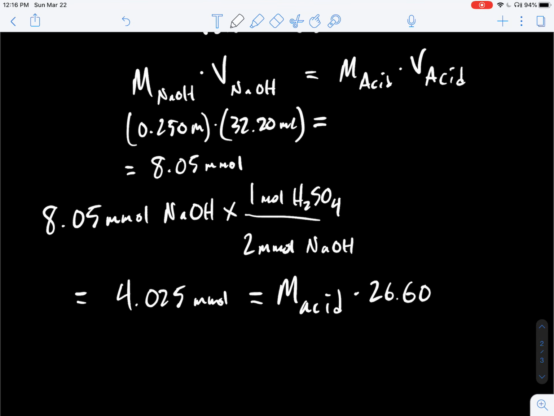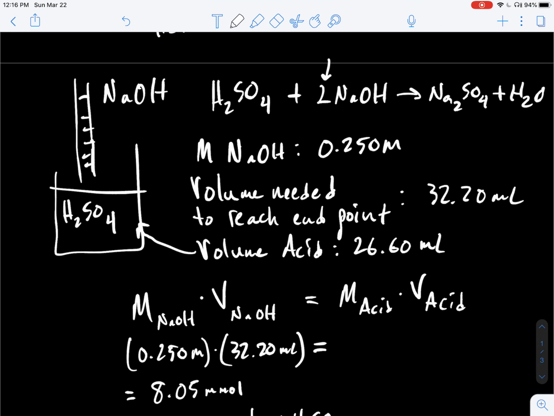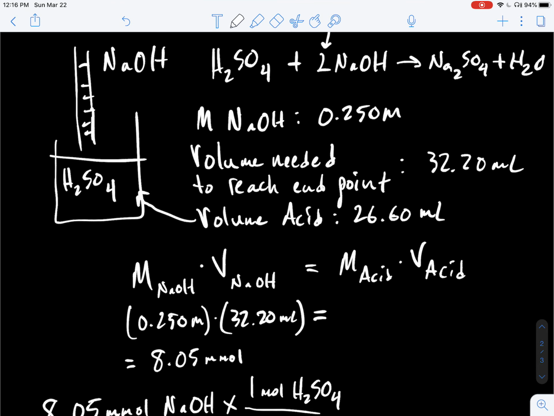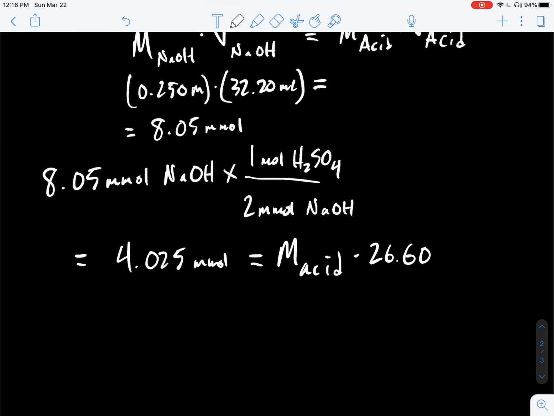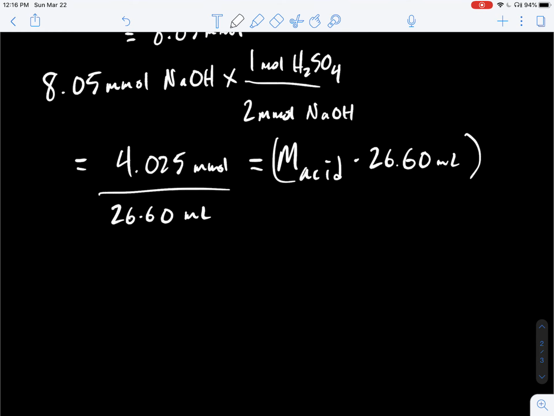So be careful when you're using this little shortcut for the titration problems, because you need to make sure you recognize the stoichiometry of your acid and your base. So this was milliliters. If we solve for this, let's divide this side by 26.60 milliliters. 4.025 divided by 26.6, we get 0.151 molar H2SO4.